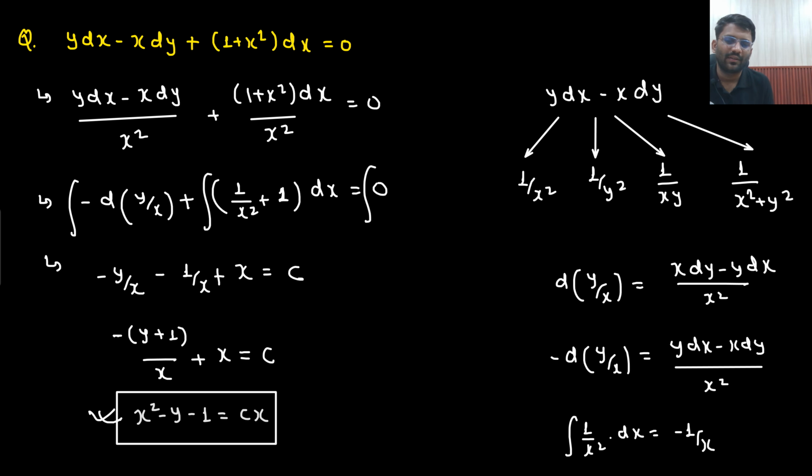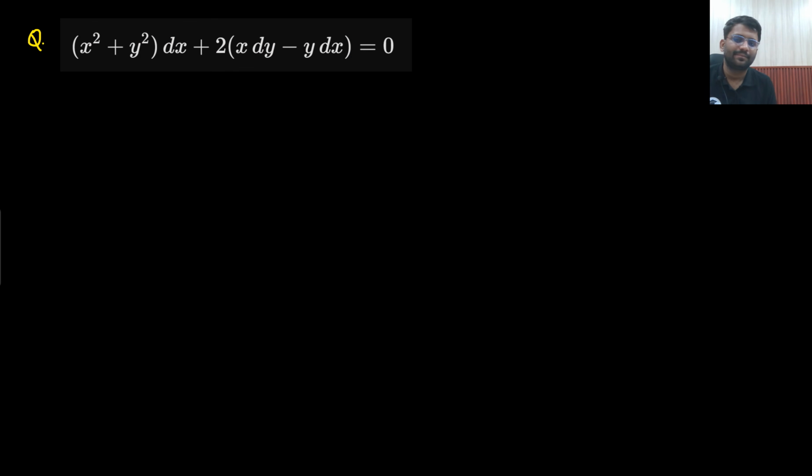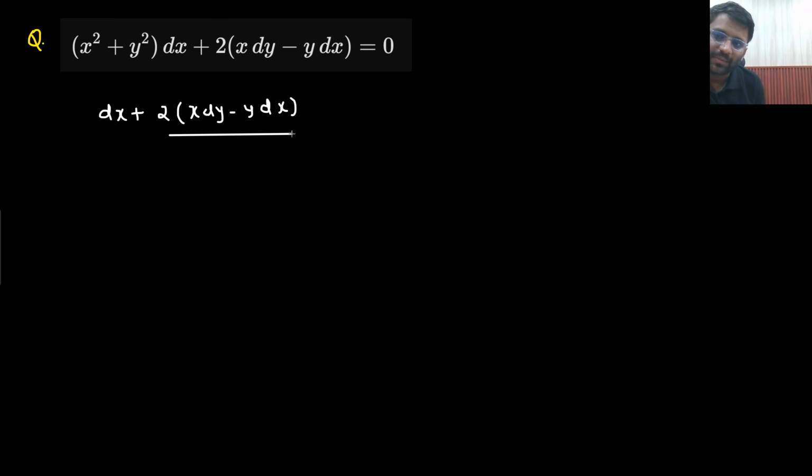Okay. This is 1. Think about this: (x square plus y square) dx plus 2 (x dy minus y dx) equals 0. Clearly I can see that this x square plus y square is creating the problem. What do I do? I divide with x square plus y square on both of the sides. So (x square plus y square) dx divided by x square plus y square, plus 2 (x dy minus y dx) divided by x square plus y square, equals 0.